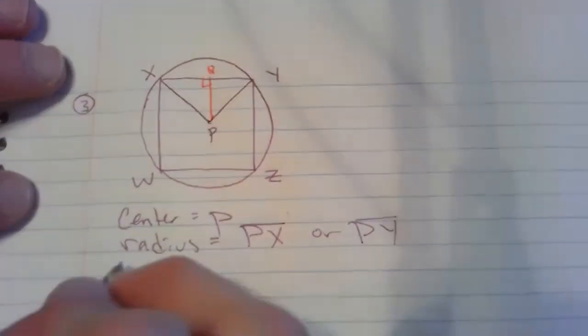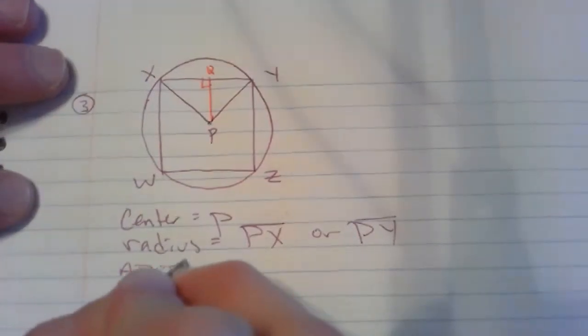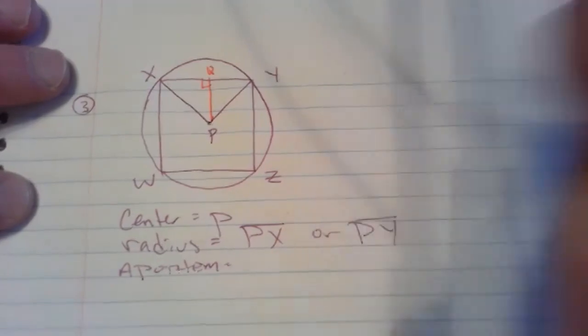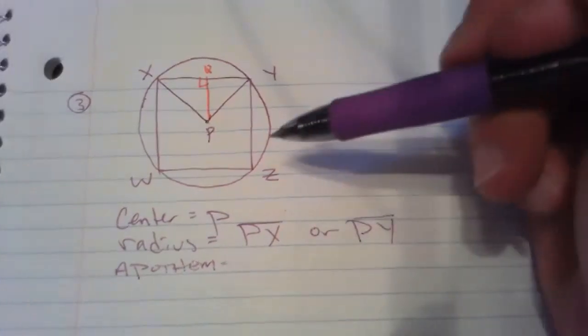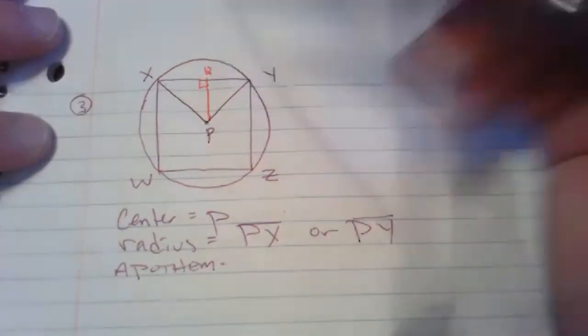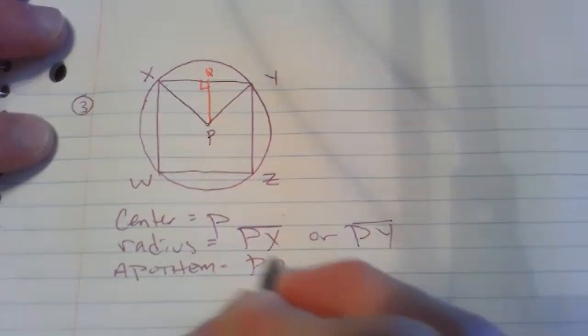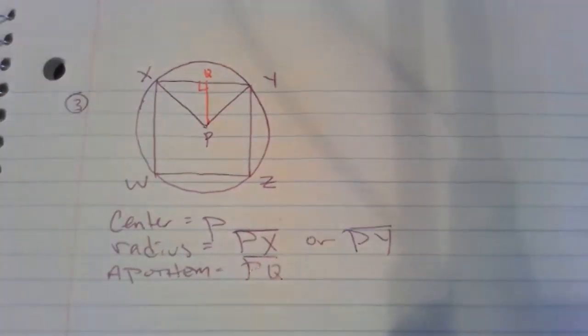All right, what about the apothem? Okay, is there a line that goes from the center and forms a 90-degree angle with one of the sides? Yup, it's PQ. Don't forget your line segment notation here. Let's be good. It's the end of the school year. Let's be good about our notations.